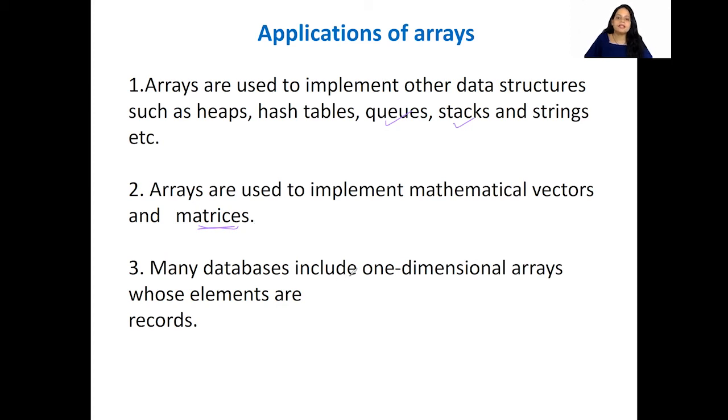Now, many databases include one-dimensional arrays whose elements are records. So what is the meaning of that? We all know that a one-dimensional array is represented something like this, and the one condition is all of them have to be of the same data type. In some databases, each data item is one record. Like that, we use arrays to store records in the database system. Now, a database is nothing but a collection of data, isn't it? So there also we are going to use the arrays concept. So these are the main applications.